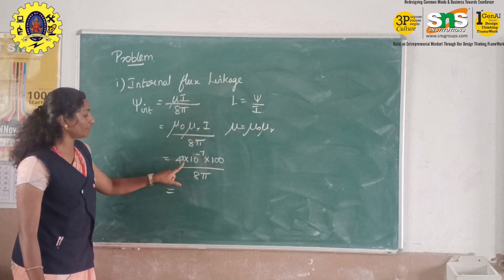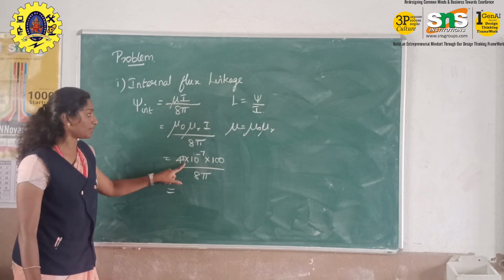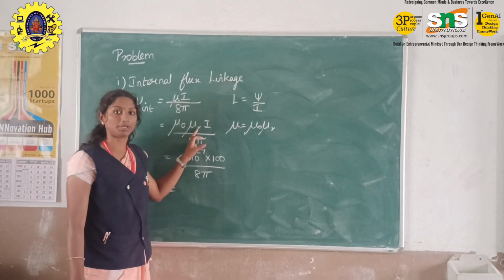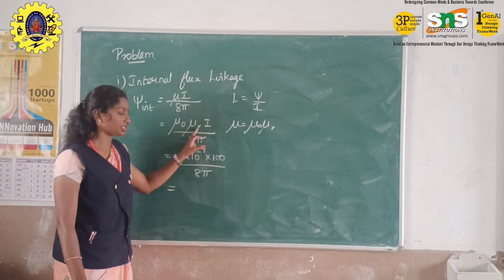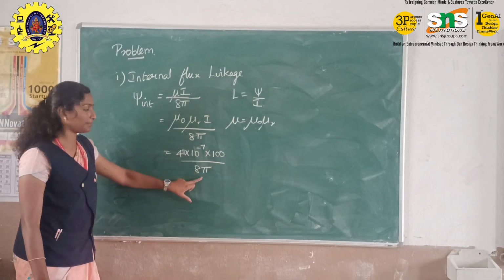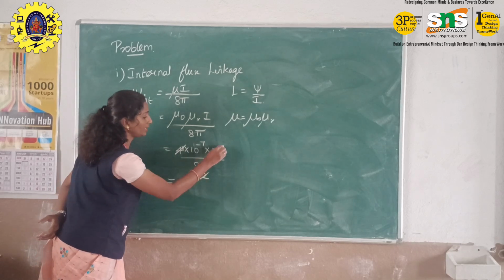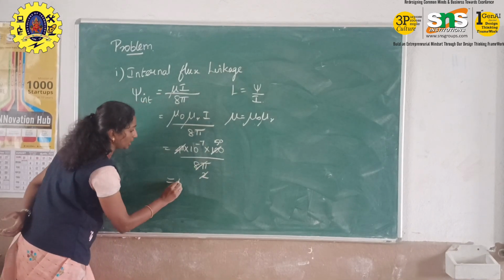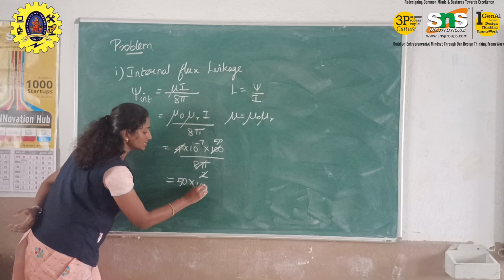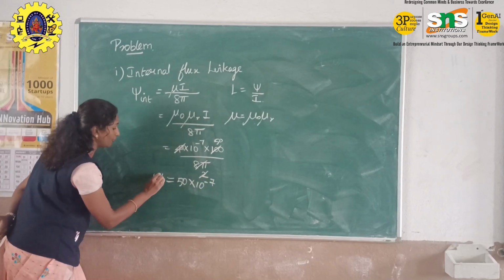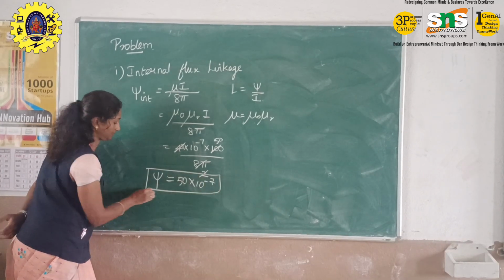Instead of mu naught, we can substitute 4 pi into 10 power minus 7, and the relative permeability given in the question is 100, divided by 8 pi. When we cancel this, we get 50 into 10 power minus 7, which is the value for the internal flux linkage.